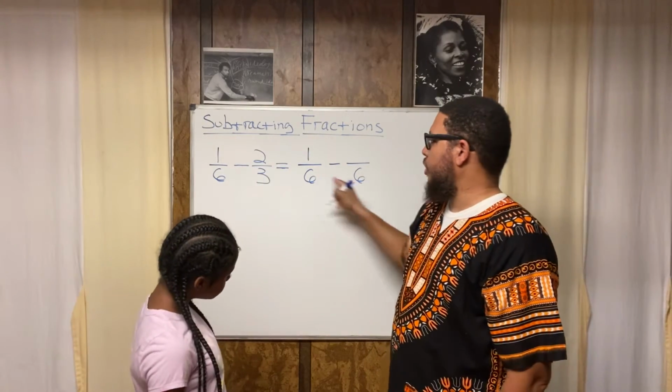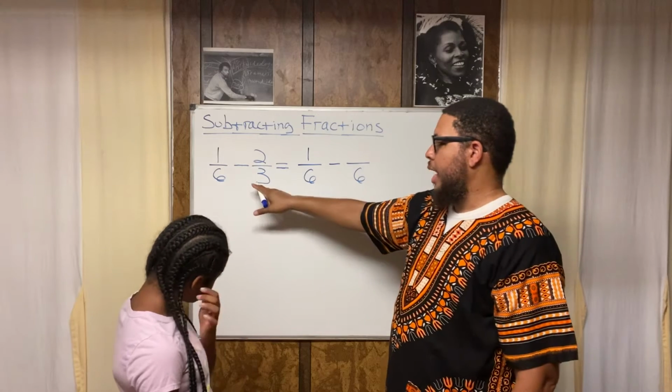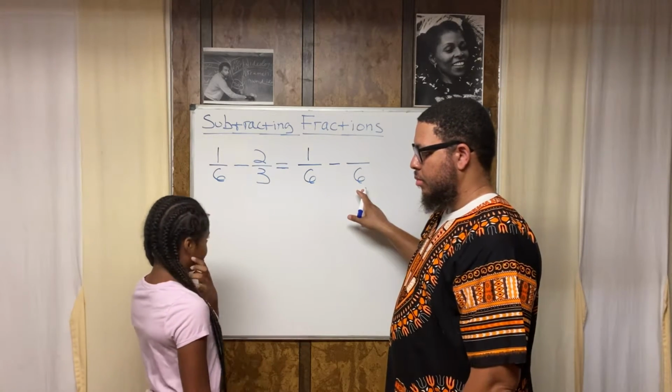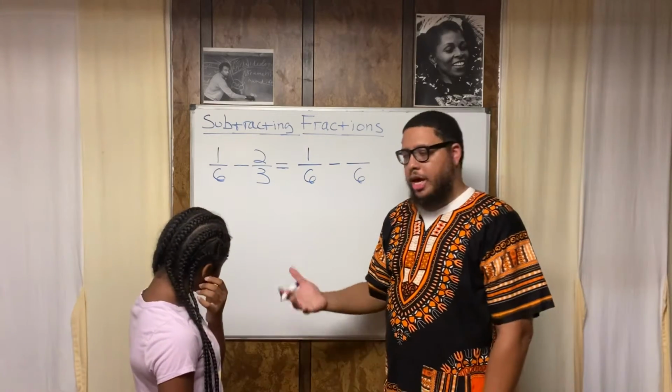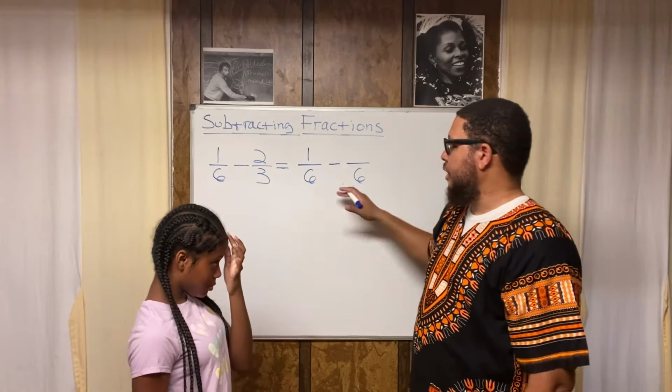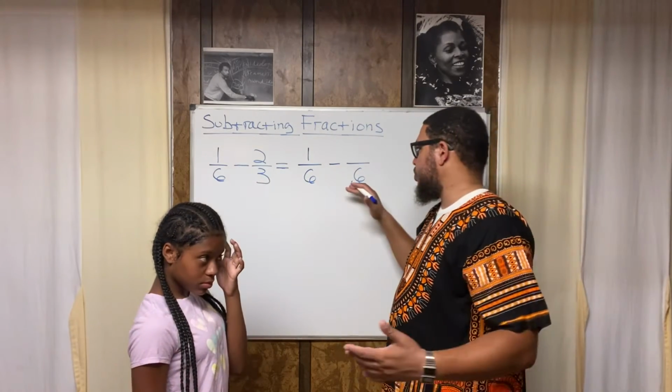Now, this 3 turned into a 6. How did this 3 turn into a 6? Because it got multiplied by 2. We multiplied the 3 by 2. You're absolutely right. The 3 got multiplied by 2 because 3 goes into 6 2 times. So 3 times 2 is 6.